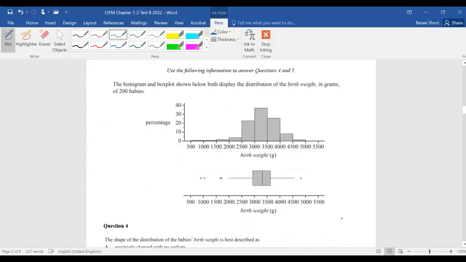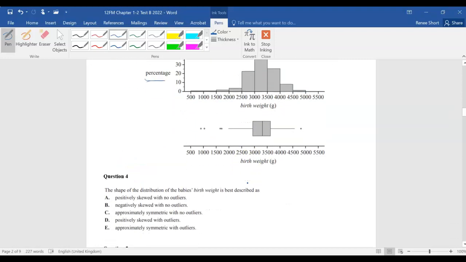Question 4 and 5 then relate to this histogram and box plot that's underneath it. So it says that the histogram and box plot shown both display the distribution of birth weight in grams of 200 babies, and the histogram here has percentage frequency as the scale, and then we've got that box plot below. Question 4 says the shape of distribution of the baby's birth weight is best described as.